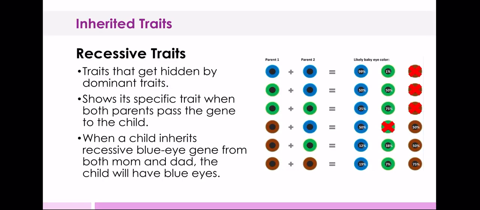It just means, remember, dominant traits, going back to the slide before, it only takes one parent to pass that along for it to be present in the offspring. Only one dominant trait can express itself, where recessive traits need two. All right, it has to have two parents pass that gene on to the child.